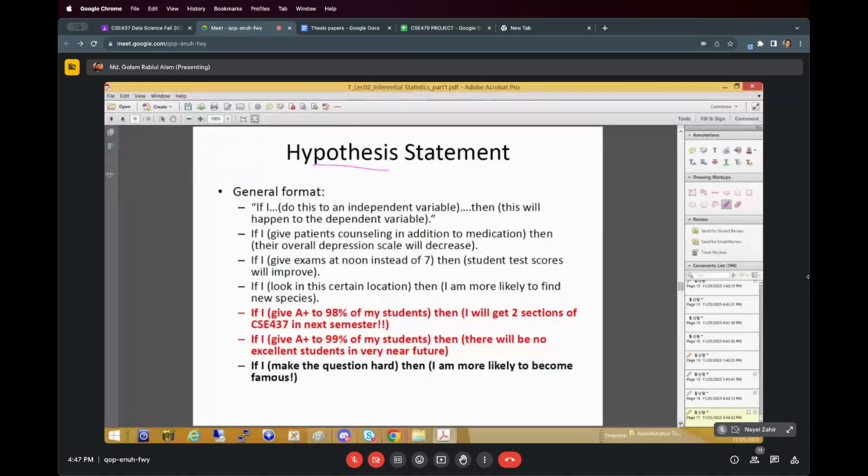Okay. So if I give the exam at noon instead of 7, then student test scores will improve. This is a hypothesis. If I look in a certain location, then maybe I am more likely to find new species. If I give A plus to 98% of my students, then maybe I will get more sections in the next semester.